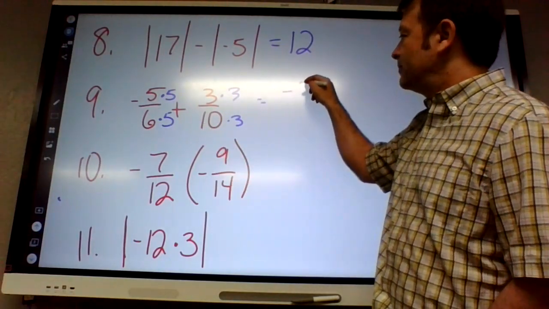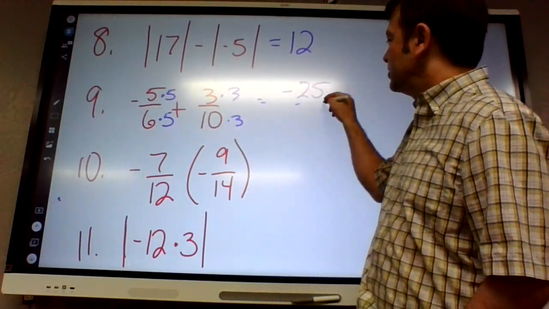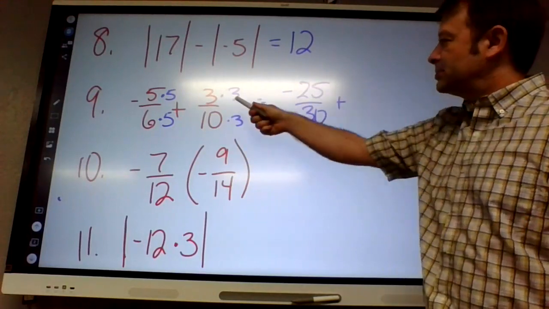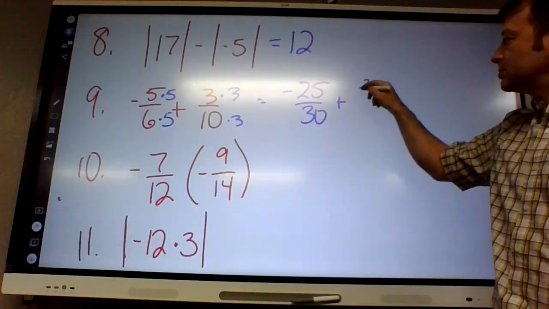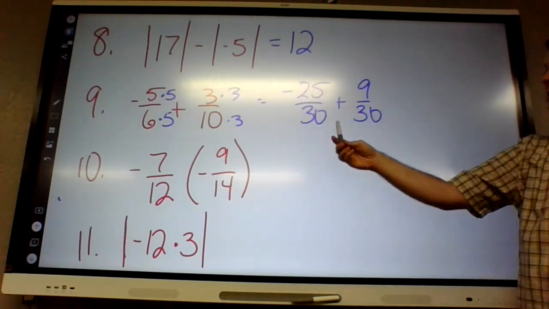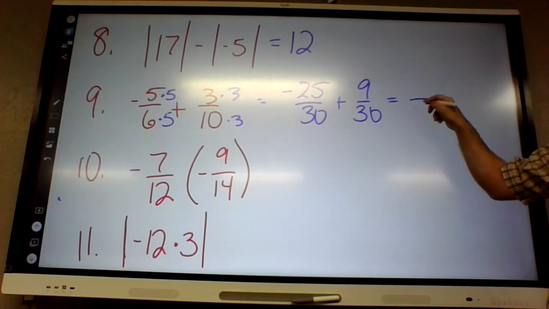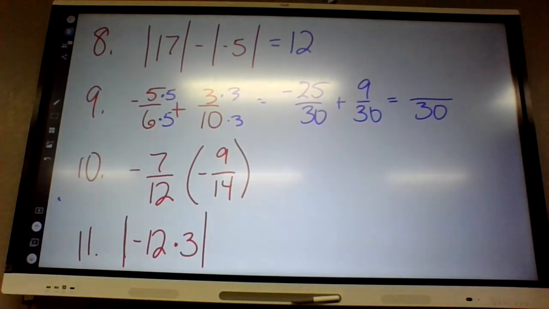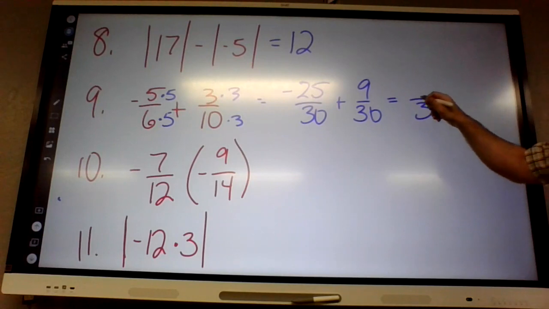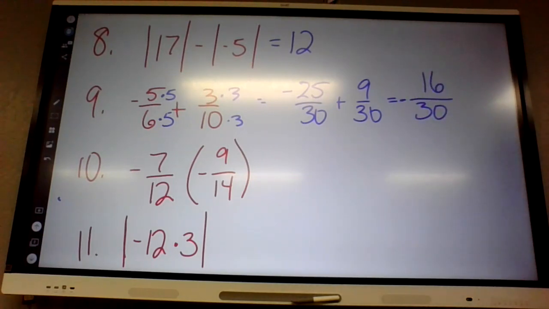So we have negative 25 30ths plus 9 30ths. Okay, notice I put the negative on the top, because the bottom isn't really doing anything, right? We're kind of done with the denominator, but the top is where it's happening. What's negative 25 plus 9? Negative 16. Negative 16.